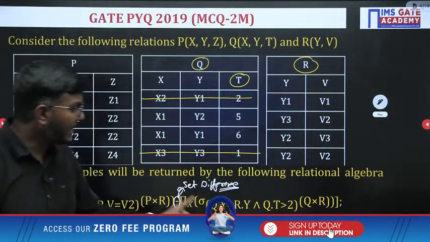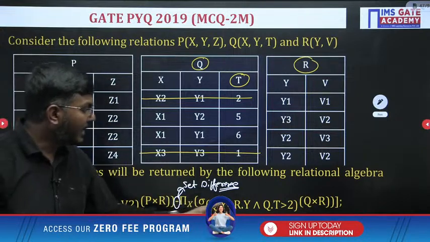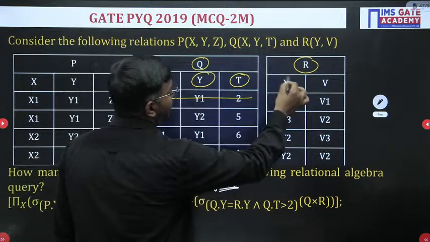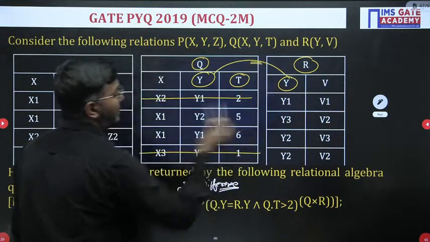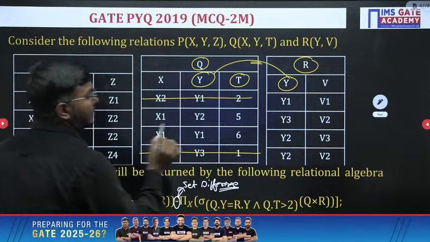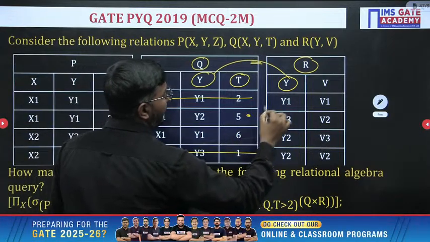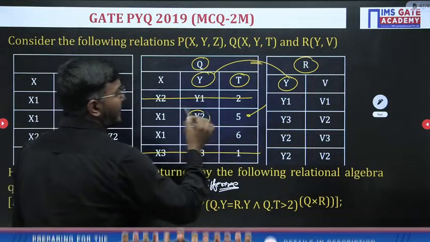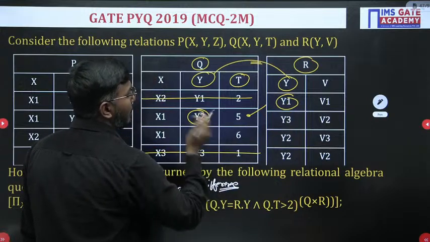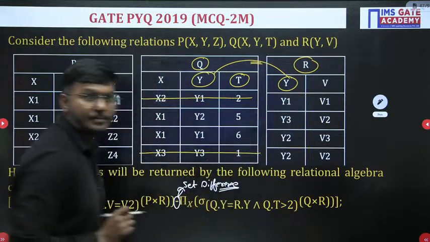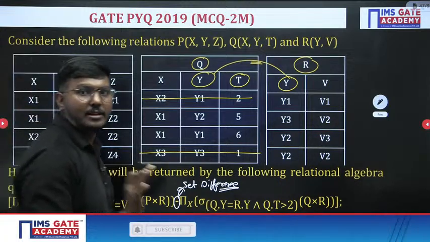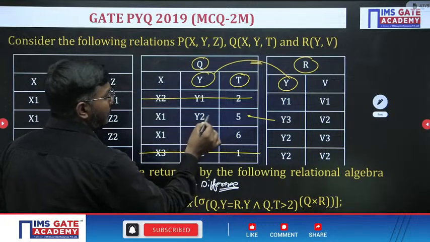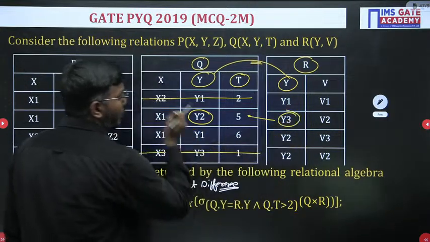Then the other condition is that Q dot y and R dot y must be equal, only then join. Tell me, is it possible to join this record with the first record? No. Why? Because the y value is not equal. Here is y2 and here is y1. If the y value is not equal, it is not possible to join, so leave this. Again, is it possible to join this record with this y3? No, because the y value is y2 and here is y3. Not possible, so leave it.